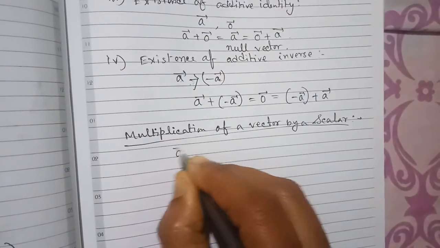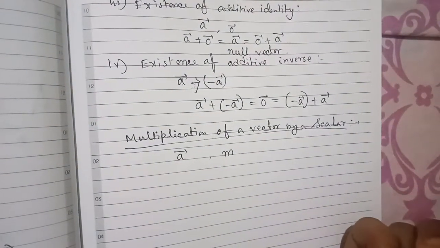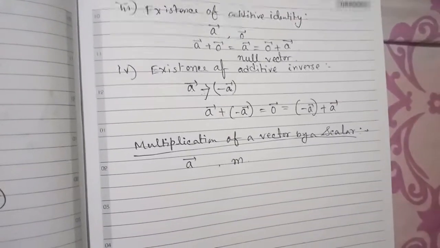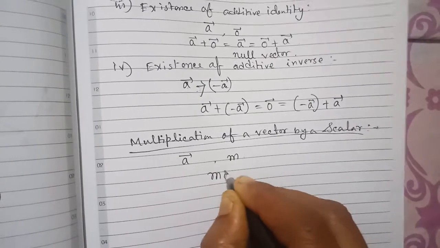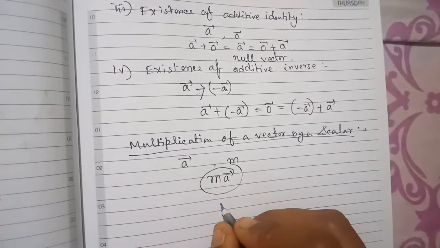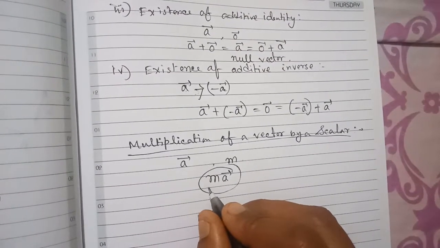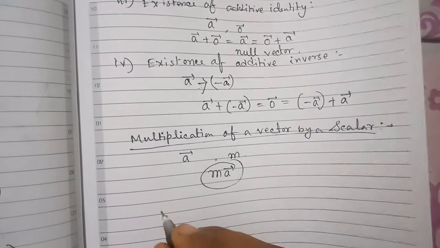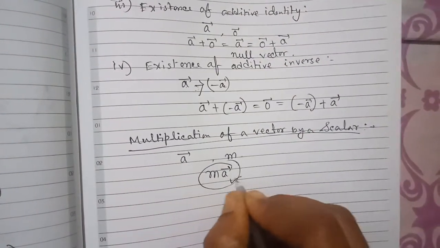Now let a vector be a given vector and m be a scalar. Then the product of the vector A and the scalar m is denoted by m A vector, like this, and this is called multiplication of vector A by the scalar m. Okay, this is the multiplication. Now this m A vector is obviously a vector quantity.